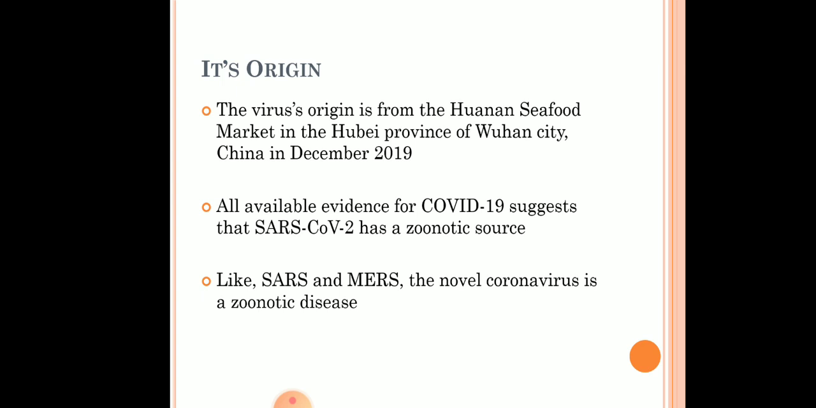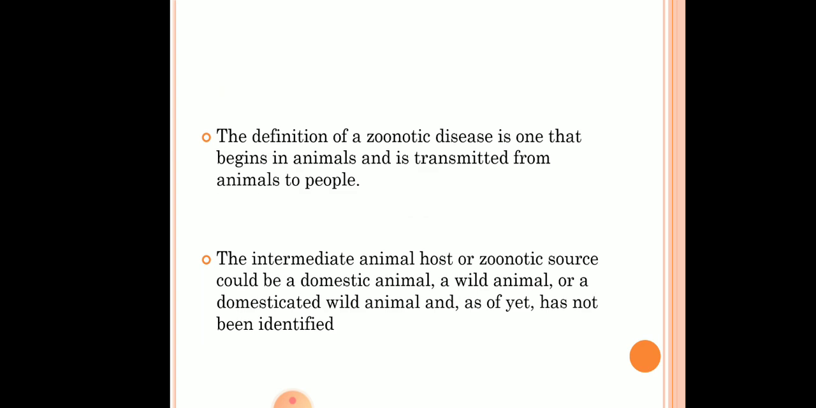It has emerged from a zoonotic source. So, what is a zoonotic source, or what is a zoonotic disease? The definition of a zoonotic disease is one that begins in animals and is transmitted from animals to people. The origin of this novel coronavirus is an animal, and from that particular animal it will be transmitted to people. That is why it is called a zoonotic disease.